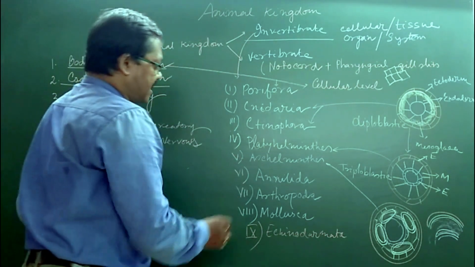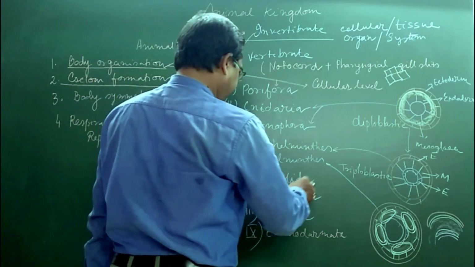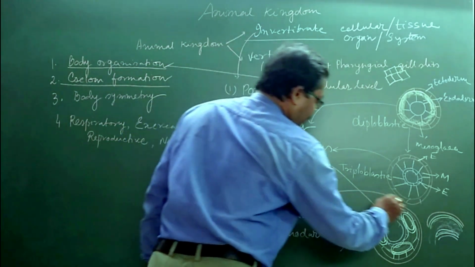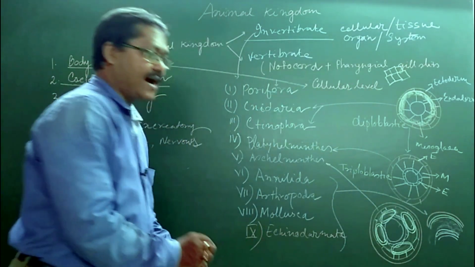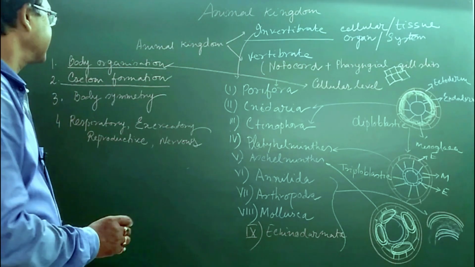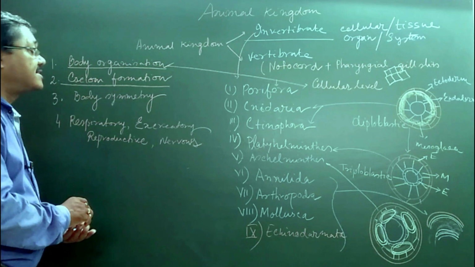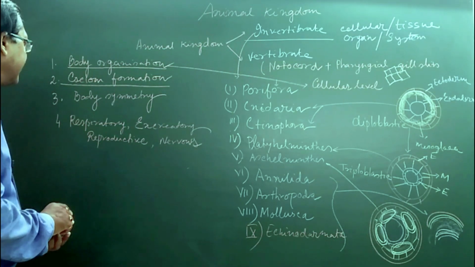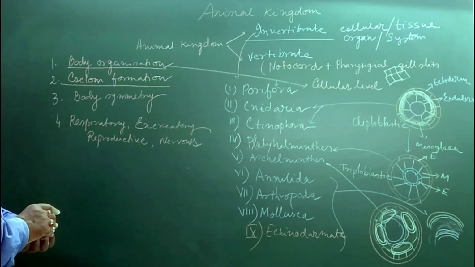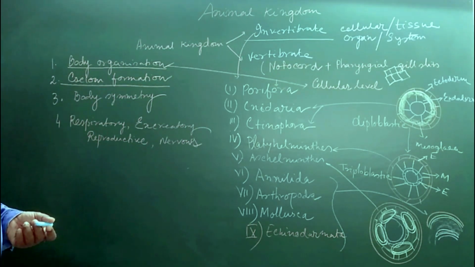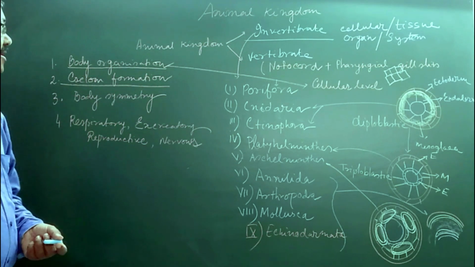The true coelomic structure is generally found from Annelida to Echinodermata. This is the body organization, cellular organization and coelom formation. Next, the property is the body symmetry. What do you mean by body symmetry?